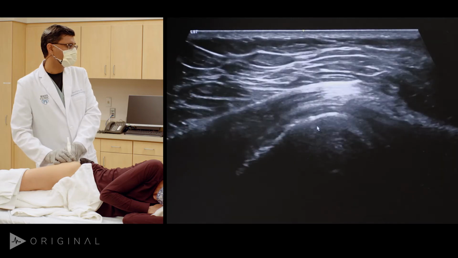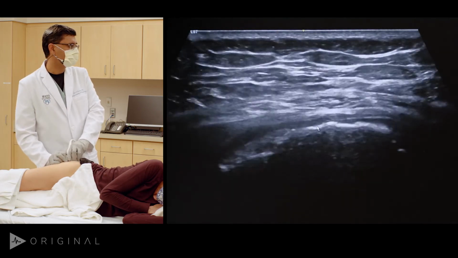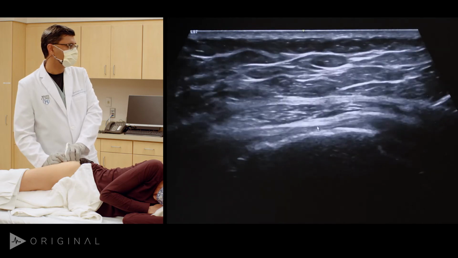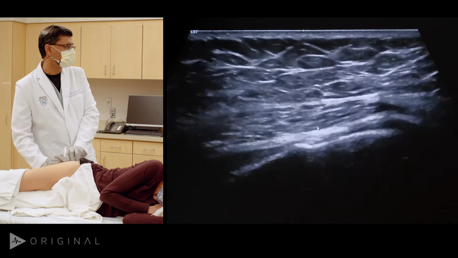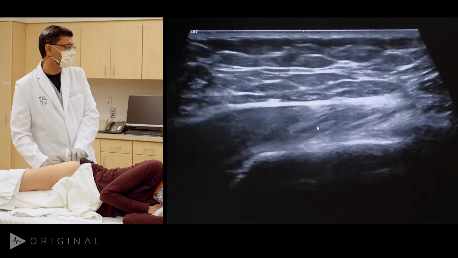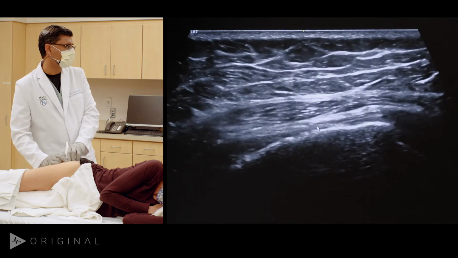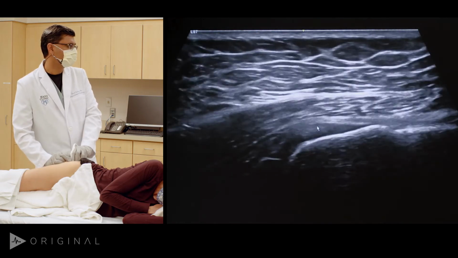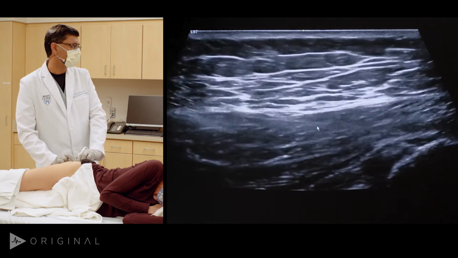Now we are back in the gluteus medius zone and turn our transducer 90 degrees, and we can see a very, very thin tendon over there which is coming to insert onto the lateral facet of the trochanter. And as you follow it back, you can follow it back into the muscle.